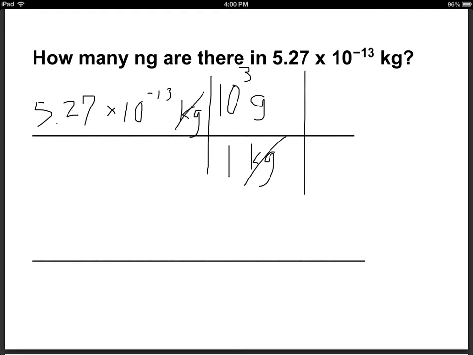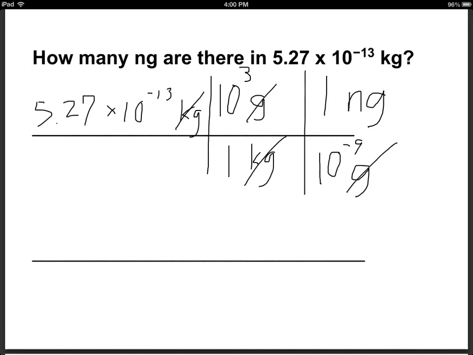So grams is what I want to get rid of, so I'm going to write grams on the bottom, nanograms on the top. Notice again that I'm focusing on my units first. 1 always goes with my prefix unit, and I'm going to ask myself, what does nano mean? Because essentially I'm trying to write an equivalency, right? 1 nanogram is the same thing as saying 10 to the negative 9th grams. And again, we can see how my grams cancel out.